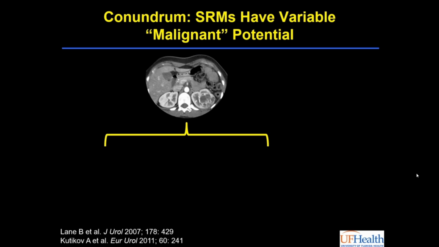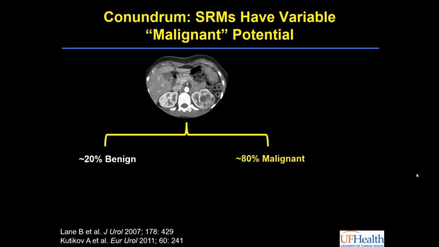Our conundrum is that small renal masses, identified most commonly on CT scan and MRI, have variable malignant potential. What I mean by that: as urologists, we are the physicians that receive and operate on these patients. And when we remove these tumors, about 80% are in fact cancerous. But what I want to focus on is that up to 20% are actually benign. And if you look at tumors less than 2 centimeters, that can increase to about 40%.